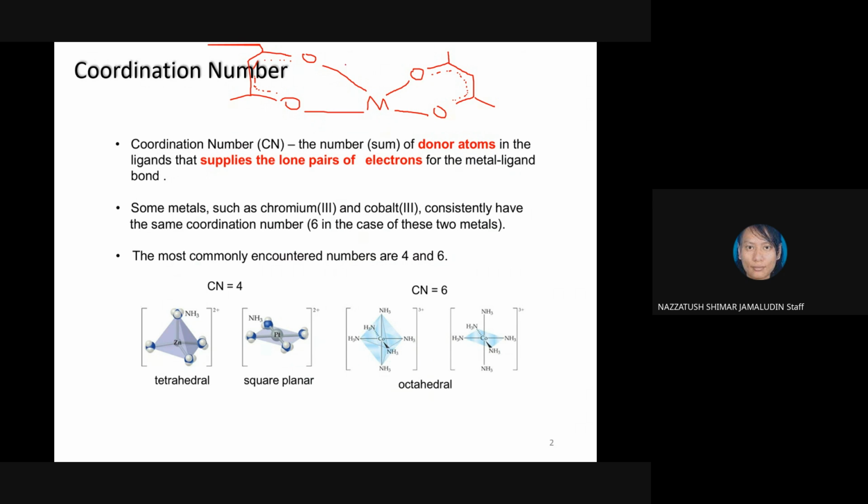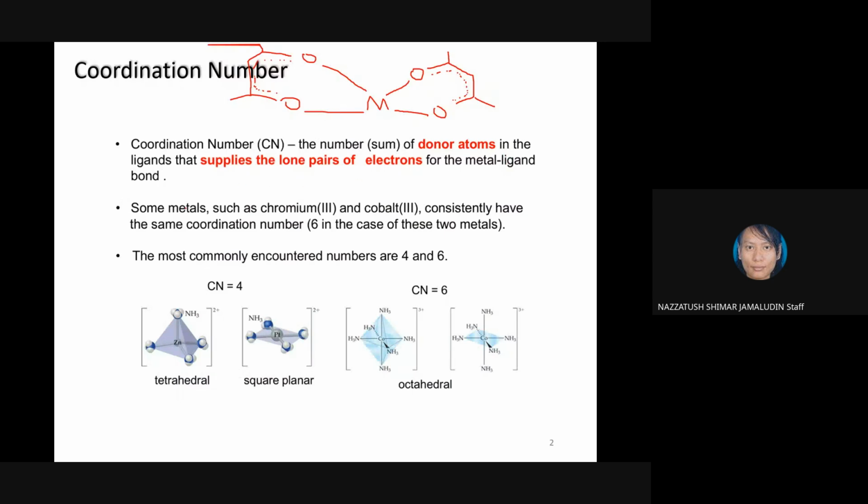So this metal coordinates to 2 acetylacetone. How many ligands? 2 ligands. What is the coordination number? 4. Okay? Do you get this? Do you get these coordination number terms?